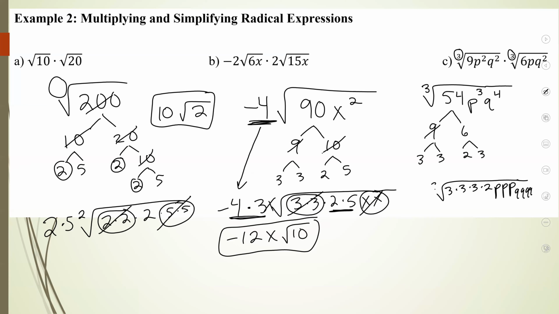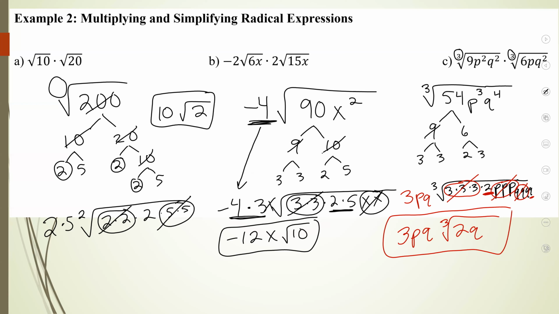And we want groups of 3. Okay, so let's find our groups of 3. Here's a group of 3, cross it out, put it outside. Here's a group of 3, cross it out, it goes outside. And then here's the final group of 3, cross it out, put it outside. So on the outside, I have 3PQ. Draw my little root, my cubed root. And on the inside, I have a 2 left over and a Q left over. So this is my final answer.